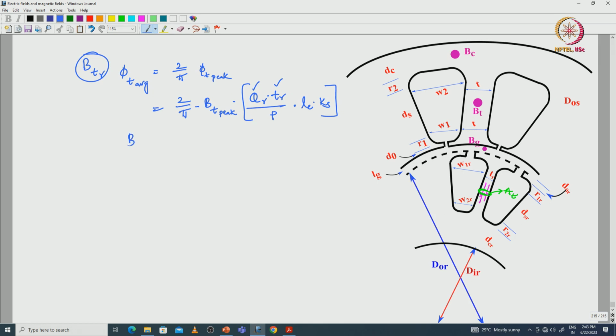So, from here we can calculate the Bt peak is equal to pi by 2 into phi T average divided by Tr into Qr into LE Ks, and the number of poles. This is equation number 35.